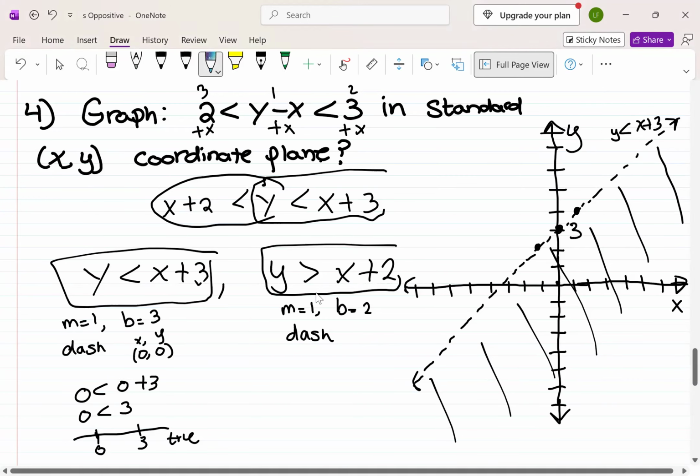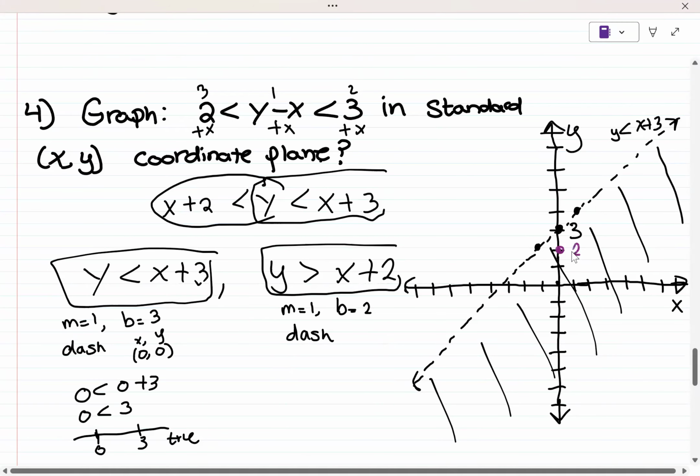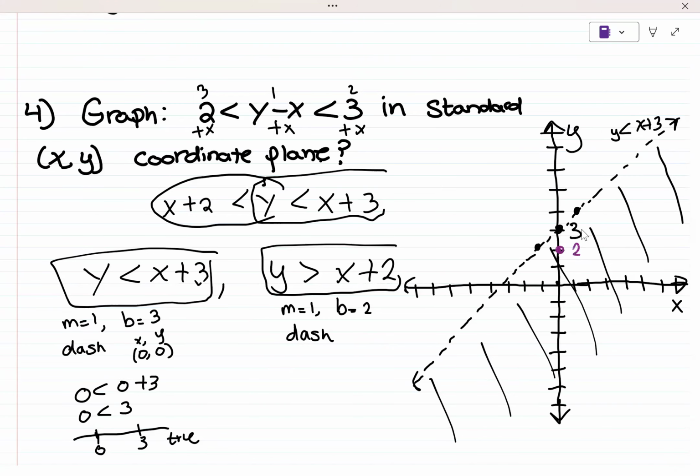So the other one is y is greater than x plus 2. So we know our slope is 1 and our b is 2, and we also know it's dashed. So here, go up 2, and our slope is 1. So go up 1, right 1, down 1, and then left 1. And then down 1, left 1. Connect the dots.